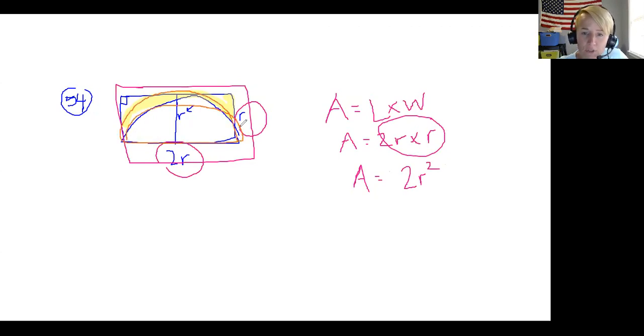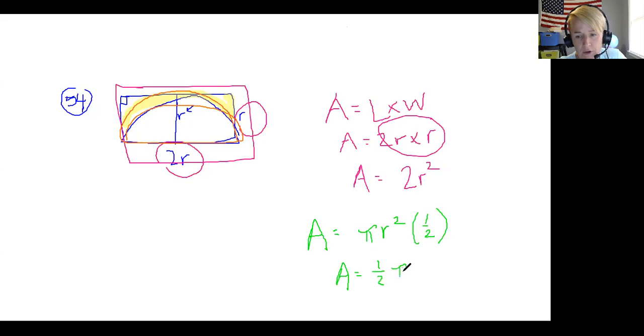Since it's a half circle, I want to start by using the area of a circle. And so again, we just said the area of a circle is pi r squared, but I want to figure out half of it. So the only thing I need to do different is literally times it by half. Just take half of it. Now I would like to rewrite it so that it looks a little more like how I would like it to be, which is just half pi r squared. That's the area for half of a circle.